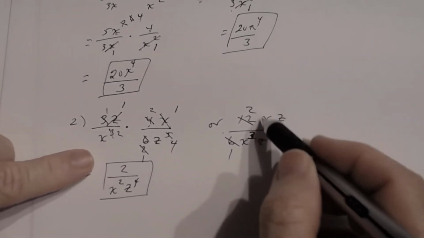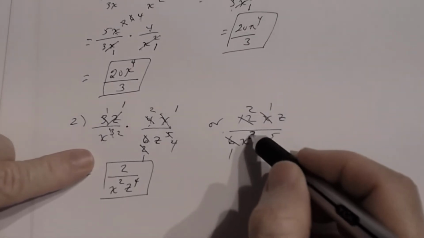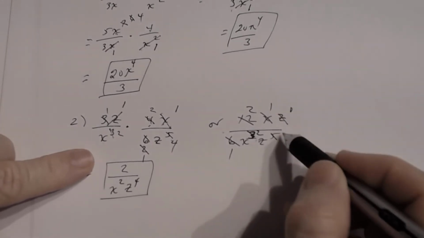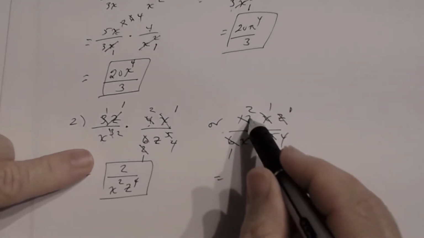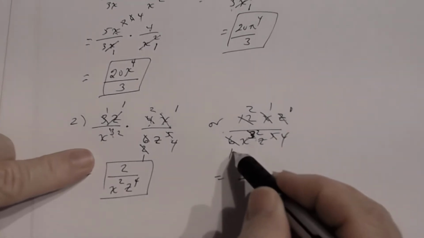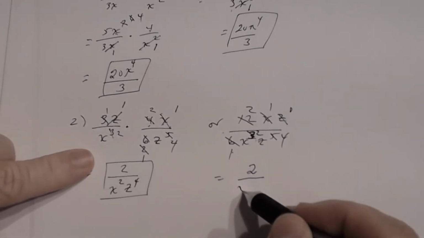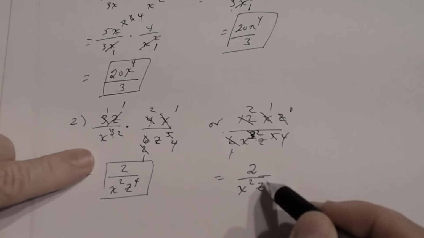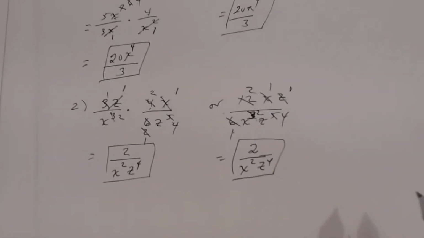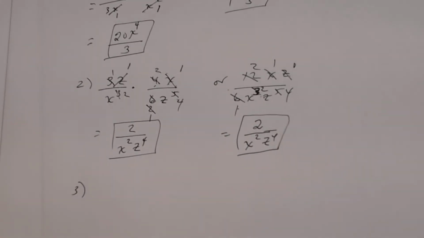I have 1 factor of x in the numerator, so this will divide into itself 1 time, and here I'm left with 2. Same thing here, that's 1, and I'm left with 4. So it becomes 2 times 1 is 2, divided by 1 times x squared z to the 4th. So you get the same thing. It doesn't matter what approach you take.